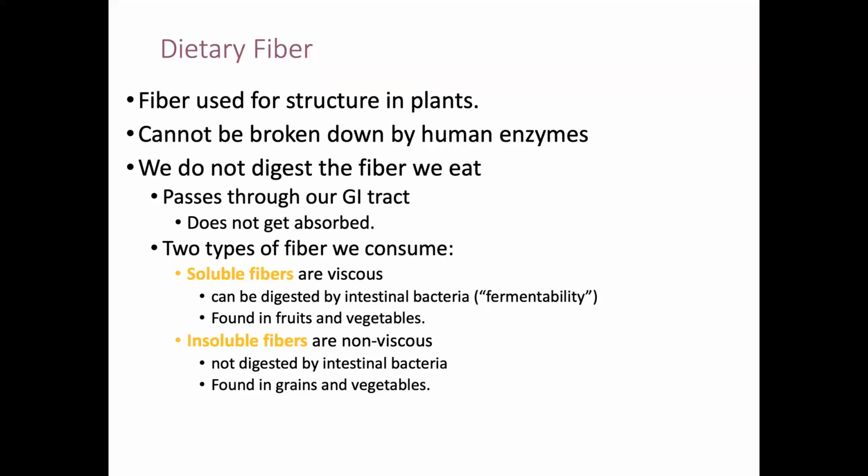We have two types of fiber in the food that we eat. There'll be soluble fibers, and if they're soluble, guess what? There has to be insoluble fiber also. The soluble fibers are more viscous, and they can be digested to a certain extent by intestinal bacteria, found in fruits and veg. And the insoluble fibers cannot be broken down by that intestinal bacteria, also found in plants, but we're talking about grains and vegetables.